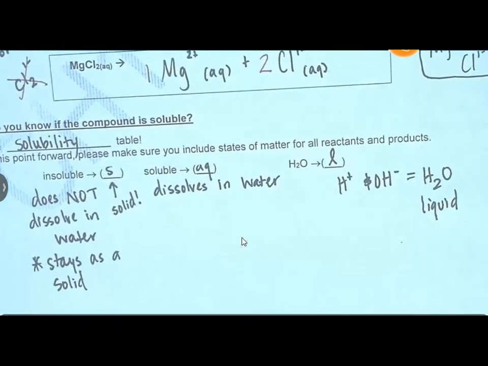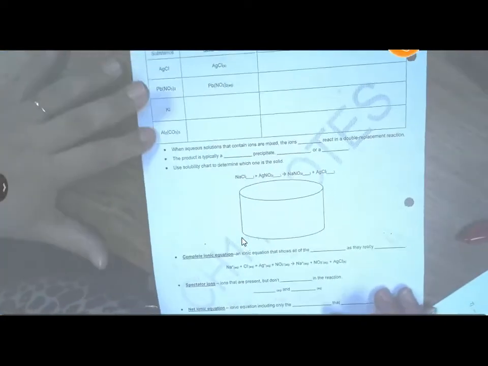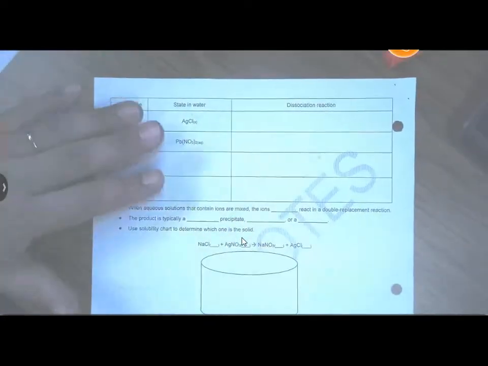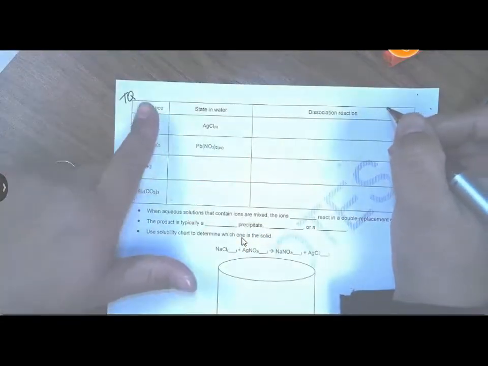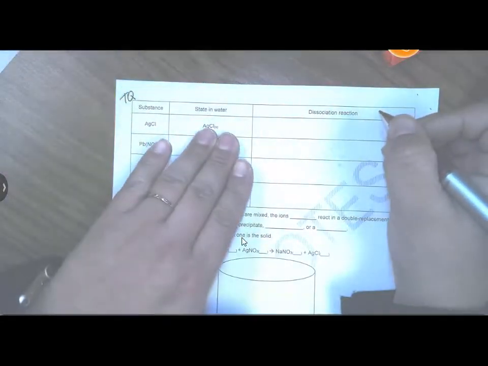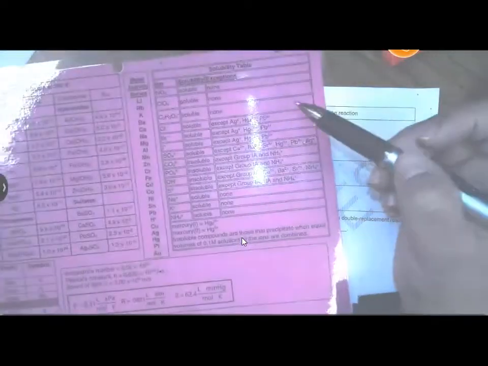All right. So now we're going to practice on page 10. This table here is going to be on the test, and you have to write it just like this. I'm going to give you the substance. You have to tell me the state of matter and then the dissociation reaction. So I look up AgCl.